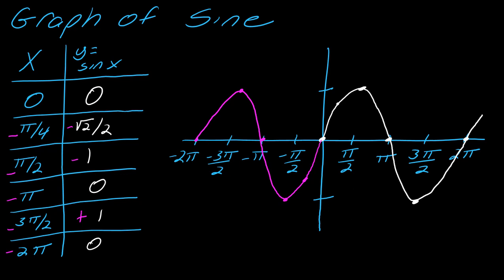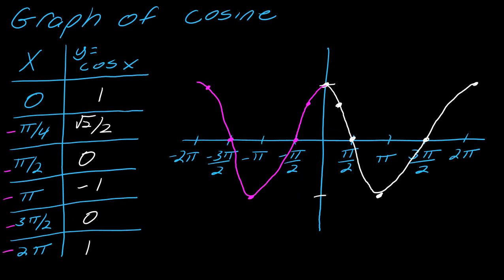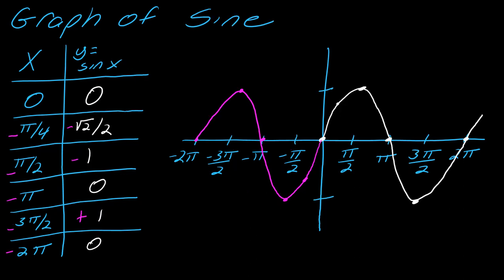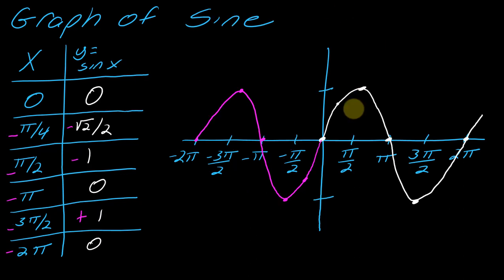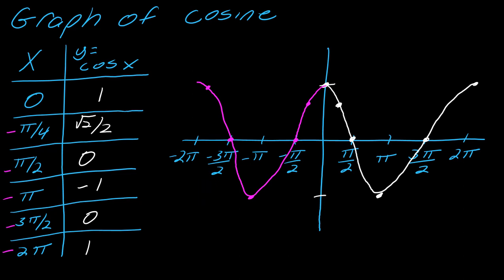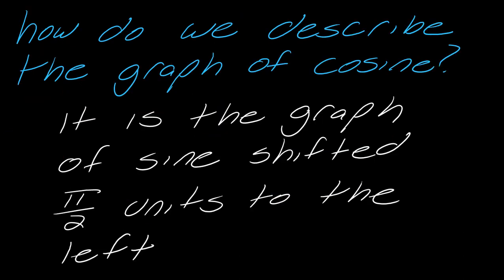So if I compare the two, here's the graph of sine, here's the graph of cosine. Let's look at that one more time. Graph of sine, graph of cosine. So it literally looks like I've just taken the graph of sine and moved it back, right? That's really what it looks like. And that's what we think of the graph of cosine. It's really the graph of sine just shifted pi over 2 units to the left. That's totally what it looks like when we compare them.